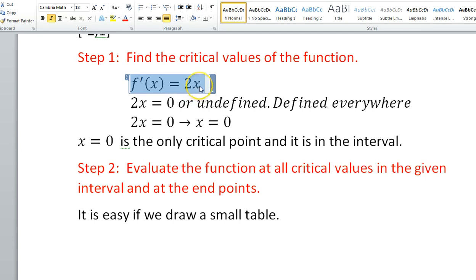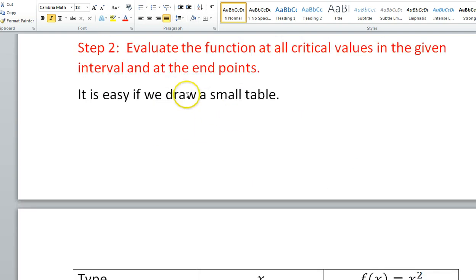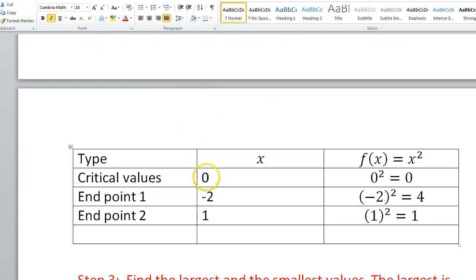Because it is defined everywhere, we simply set it equal to 0 and solve for x. What do we get? We get x equals 0. So that's a critical point, and there is only one critical point: x equals 0. That is step 1. In step 2, we take that critical point as well as the endpoints.